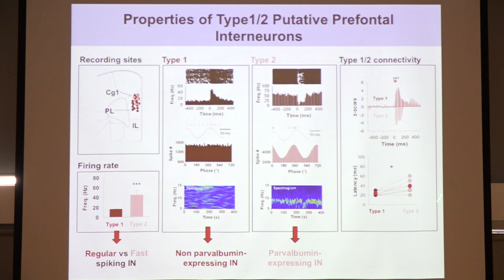What we wanted to do is to record in the same animal from type 1 and type 2 interneurons, and in those animals, we evaluated the firing latency of type 1 and type 2 interneurons. And we observed that type 1 interneurons fire always before type 2 interneurons, suggesting that they can inhibit type 2 interneurons.